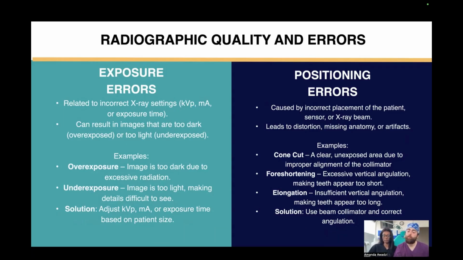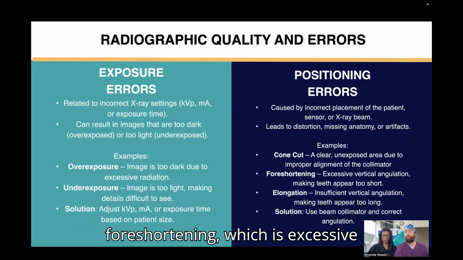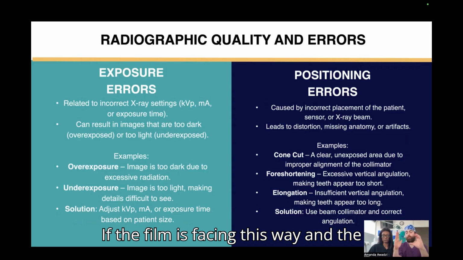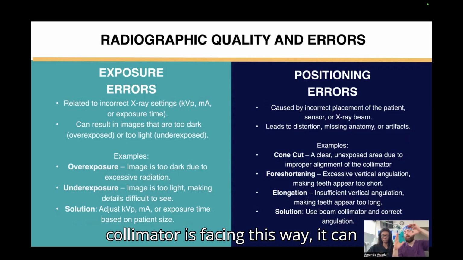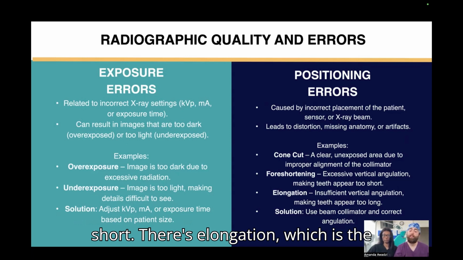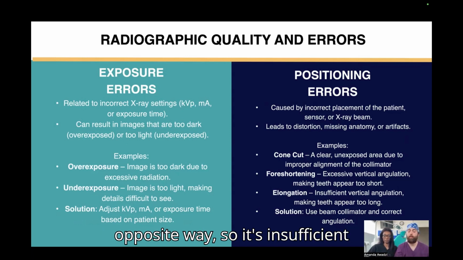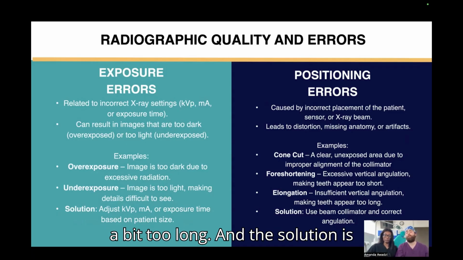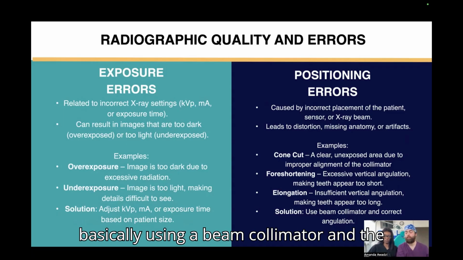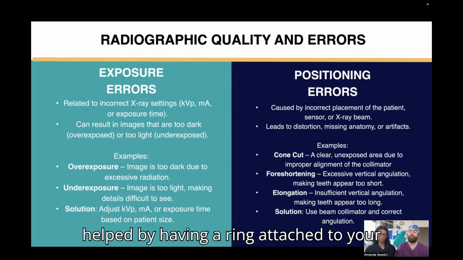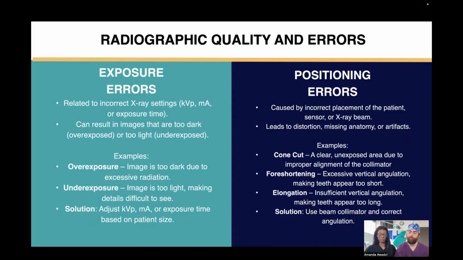There's also foreshortening, which is excessive vertical angulation. So basically, if the film is facing this way and the collimator is facing this way, it can make the teeth look a bit stubby and short. There's elongation, which is the opposite way. So it's insufficient vertical angulation and making the teeth appear too long. The solution is basically using a beam aiming device, collimator, and correct angulation, which is usually helped by having a ring attached to your film holder.